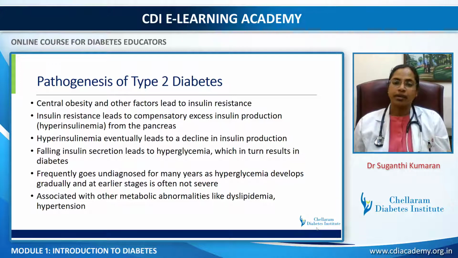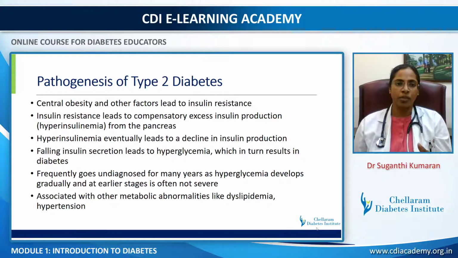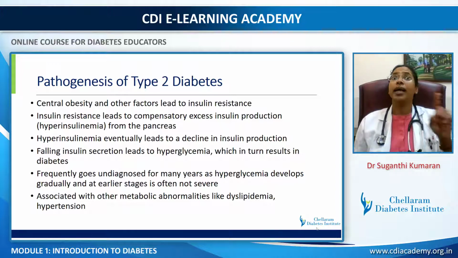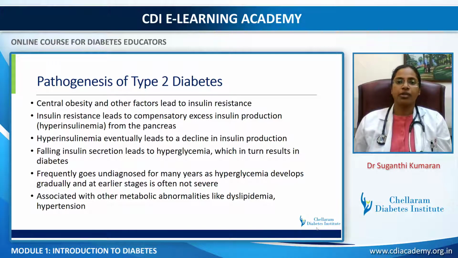So as I explained earlier, insulin resistance leads to compensatory excess insulin production or hyperinsulinemia from the pancreas. This in itself will lead to eventual decline in the insulin production because the pancreas after a while will get tired. It's going to say, sorry, I cannot produce insulin anymore, at which point type 2 diabetes patients also require insulin from outside. So the falling insulin secretion leads to hyperglycemia further, which results in diabetes.